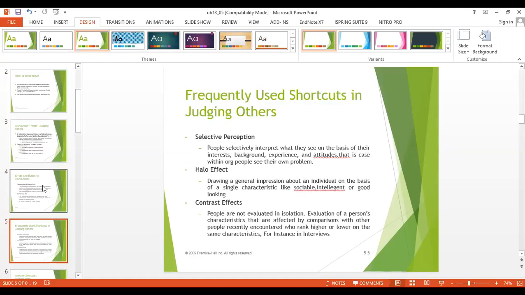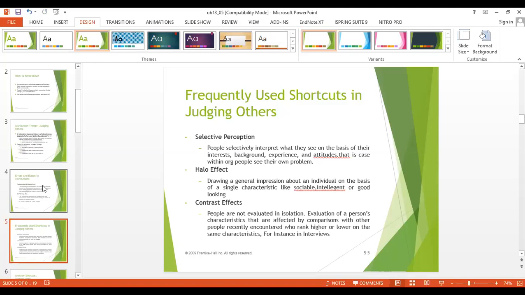Frequently used shortcuts in judging others. Number one is: these are shortcuts for judging others that often allow us to make accurate perceptions rapidly and provide valid data for making predictions. As we have seen, they can and sometimes do result in significant distortions. And so selective perception is basically the first of the judging shortcuts.